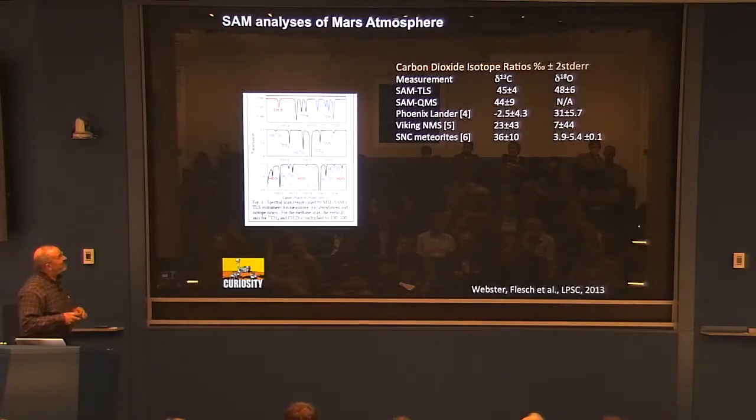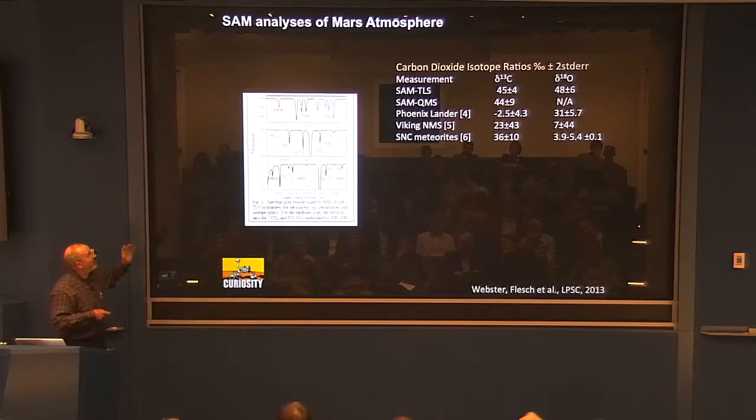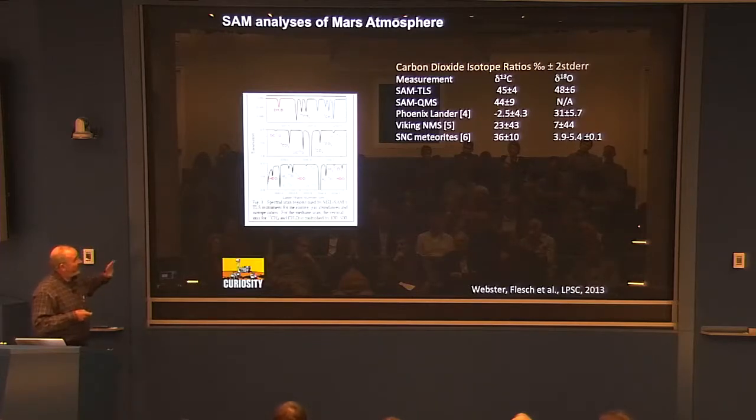And you can also measure the isotopic composition of other gases like CO2. So up here we've got the isotopic composition of the atmospheric CO2 taken several times at several different sols, or Martian days, an average value of 45 plus or minus 4, and the oxygen isotopic composition roughly 48.